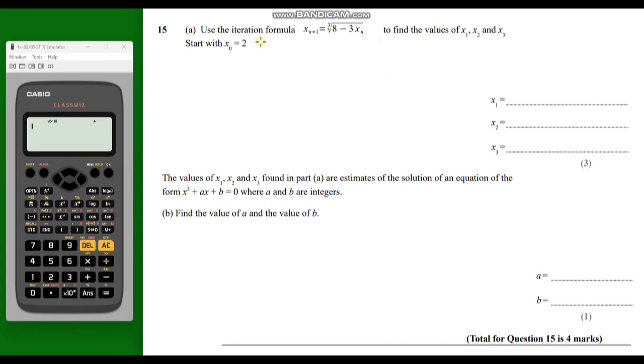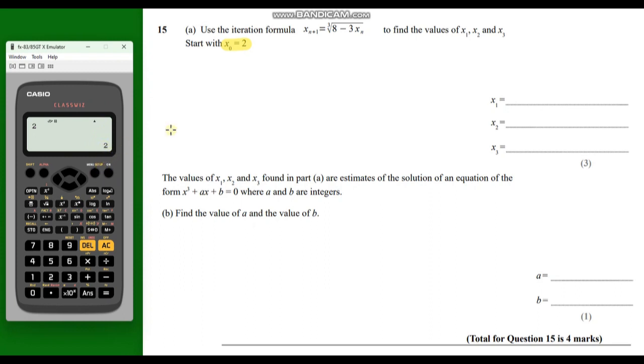Question 15. Use the iteration formula, which we've been given, to find the values of x1, x2 and x3. And we're supposed to start with x0 being equal to 2. So we're going to type this formula into our calculator, but before we do that, we need to save our first value. So to do that, if we just type in 2 into our calculator and press equals, now 2 is stored on the calculator as our answer.